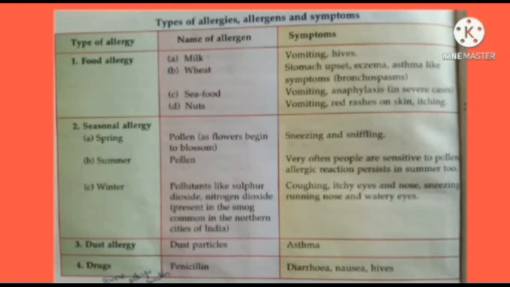The third one is dust allergy, the allergen is dust particles, and the symptom is asthma. The fourth type of allergy is drug allergy. The allergen is penicillin, and the symptoms of drug allergy are diarrhea, nausea and hives. So students, these are the types of allergies, allergens and symptoms.